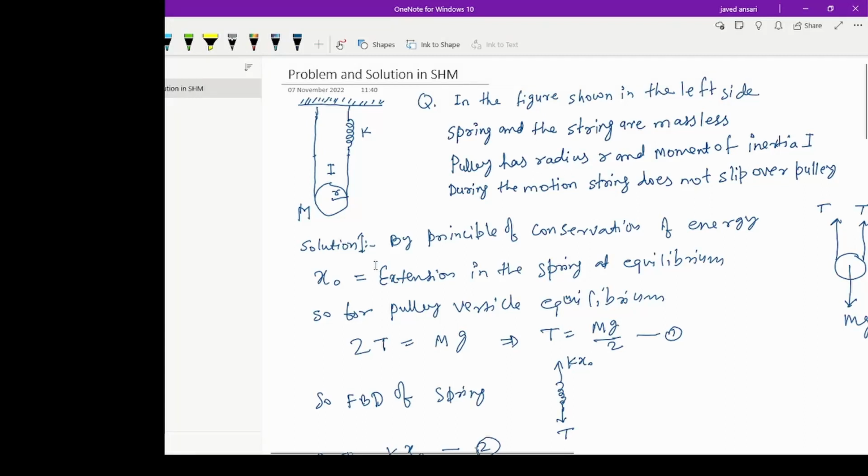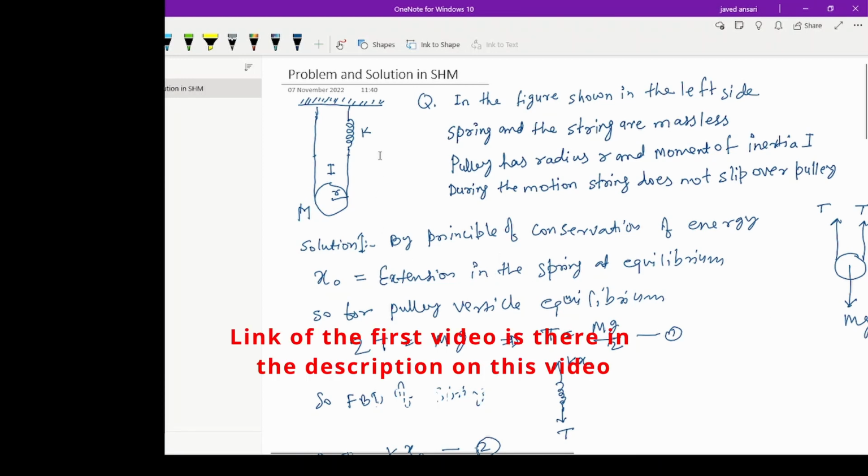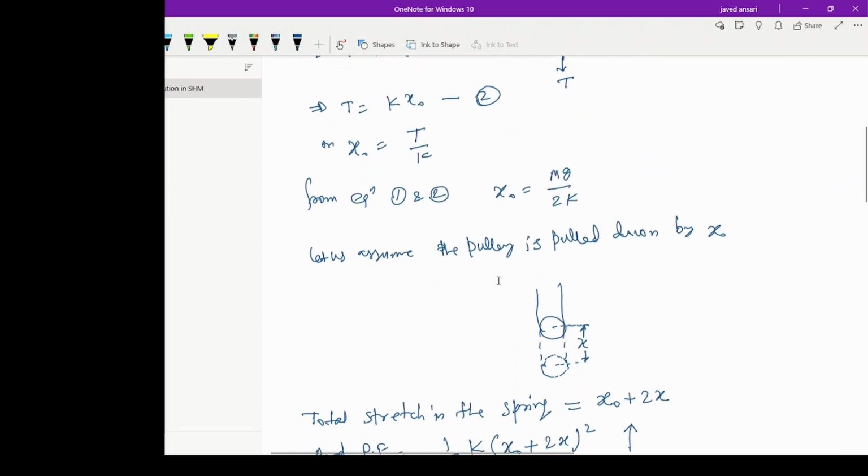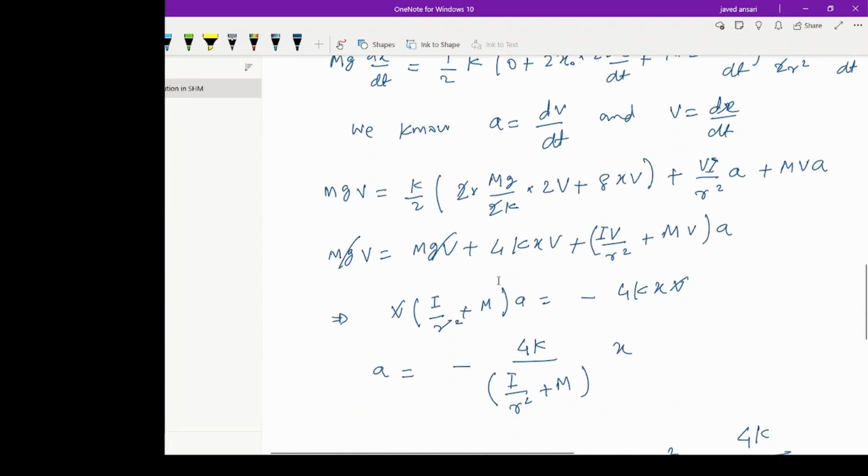Okay, so let's solve the same problem by Newton's laws of motion. In the last video, I solved this problem by using the principle of conservation of energy, and I promised that I'll be creating another video to solve it by the application of Newton's laws of motion. So, welcome to this video. In this video, I'll be solving the same problem using Newton's laws of motion.